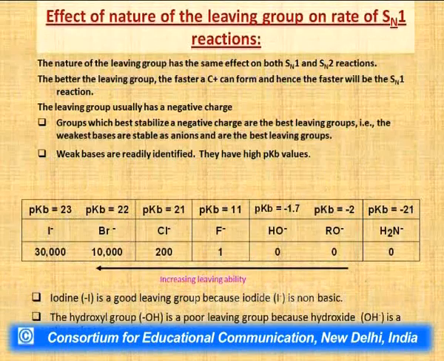Effect of nature of leaving group on SN1 reaction. The nature of leaving group has the same effect as on SN2 reactions. The better the leaving group, the faster the carbocation can form, hence the faster the SN1 reaction. The leaving group usually has a negative charge. Groups which stabilize a negative charge are the best leaving groups. That is, the weakest bases are stable as anions and are the best leaving groups. Weak bases are readily identified. They have high pKb values, as we have already discussed in case of SN2.